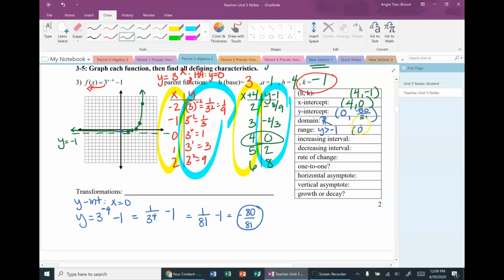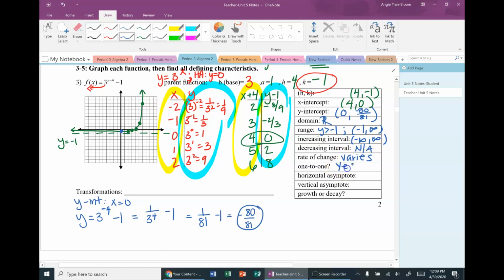Y is bigger than -1, so you can write it as an interval of -1 to infinity. It is an increasing interval, and it's increasing all the time over the domain. If everything is reserved for increasing, there should be no decreasing. The rate of change will vary.